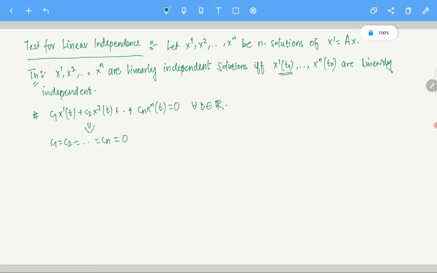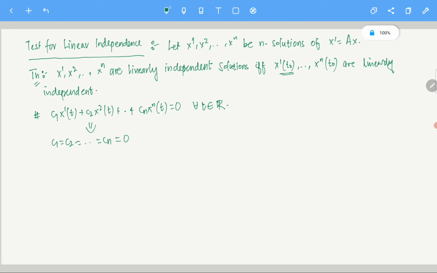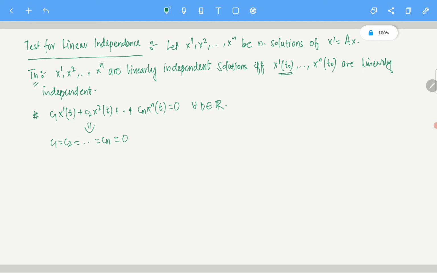So once you fix t equals t naught, what happens? This is a bunch of vectors. So this bunch of vectors, if they are linearly independent, then x1, x2, they are linearly independent. Okay, so let's look at the proof of this thing. So very important and very useful theorem, because you do not have to worry about all t, just prove it for one t naught and you are done.